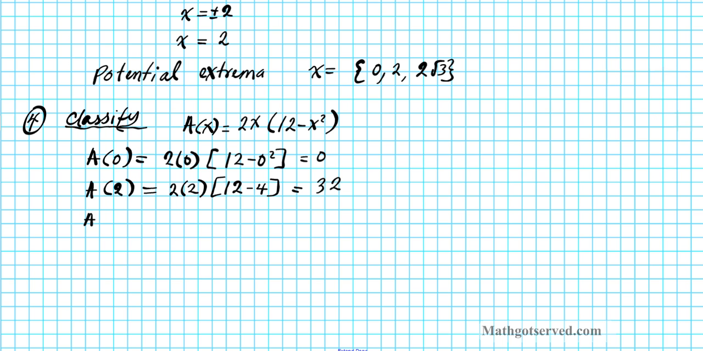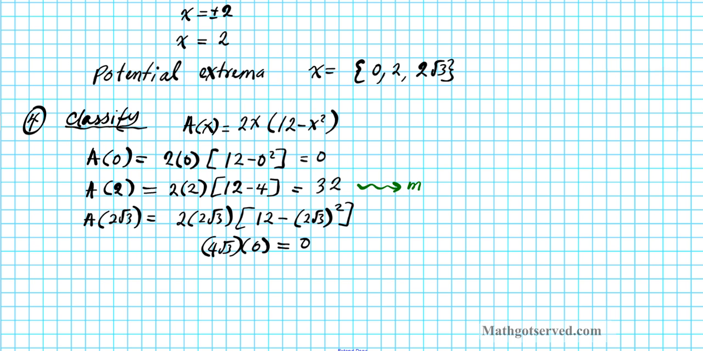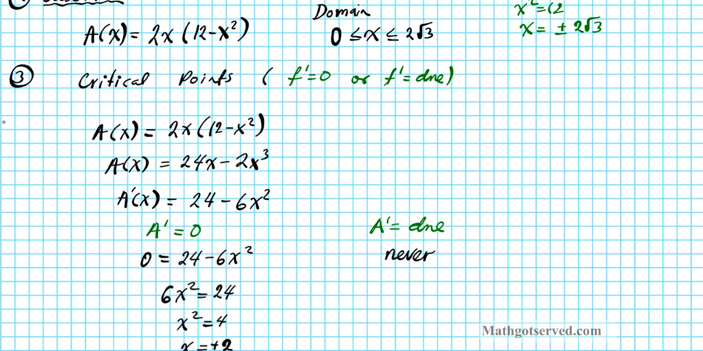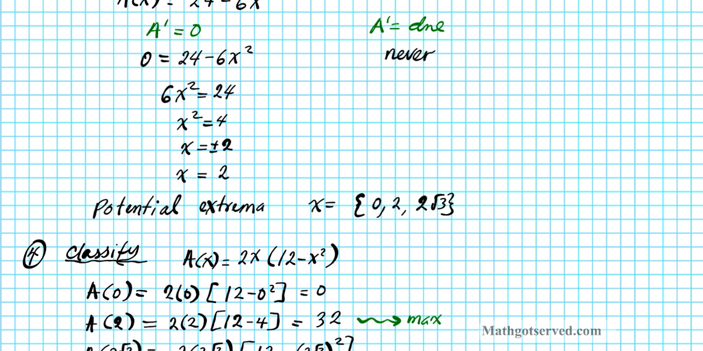And then lastly, A of 2 root 3, which is 2 times 2 root 3 times 12 minus 2 root 3 squared. 2 root 3 squared is 4 times 3, which is 12, so this is 0. 4 root 3 times 0 yields 0. So we can clearly see that this is our maximum area. Okay, so now let's go back to our steps. Conclusion. What does this mean?